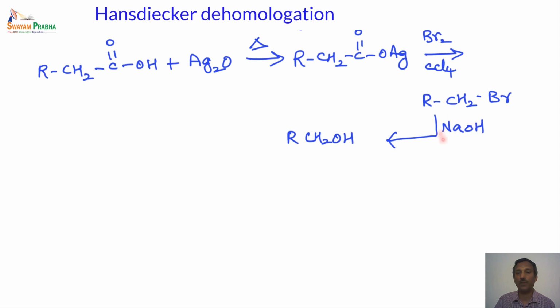That alkyl halide on treatment with sodium hydroxide produces the corresponding primary alcohol. This primary alcohol can be oxidized using potassium dichromate to give the corresponding carboxylic acid. In this particular case also, the starting carboxylic acid has RCH2COOH, but the final carboxylic acid we obtained has one less carbon atom. That is why this is a decarboxylation method. So one carbon less happens during the transformation of various reactions.